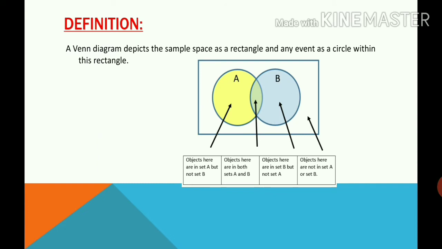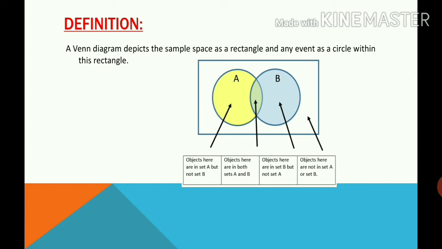A Venn diagram depicts the sample space as a rectangle and any event as a circle within this rectangle. Whenever you want to draw the Venn diagram, you have to draw two circles which show the events, and you have to draw a rectangle. A rectangle shows a sample space. It is a universal set, and we will say that it is U. And the two sets A and B are the events of this universal set.